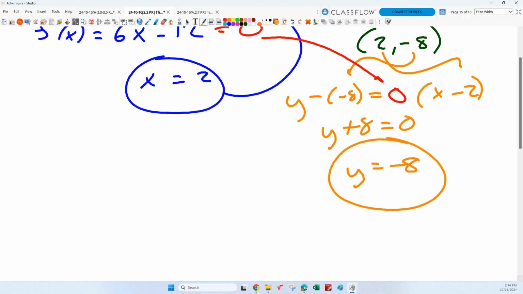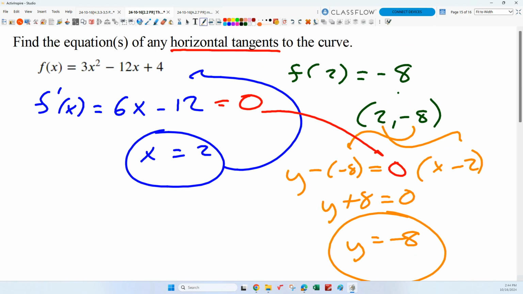Yes, sir? I know we should know this, but can you go back over how to get the derivative of the black equation? Yeah, so we're using the power rule. Each term we can differentiate with the power rule, generalized power rule. The derivative of 3x squared is 2 times 3, which is 6, x to the 2 minus 1. Derivative of negative 12x, there's a 1 there, right, is 1 times negative 12, x to the 1 minus 1, x to the 0. So that's 1. And the derivative of a constant is always 0. Okay? Make sense? Okay?